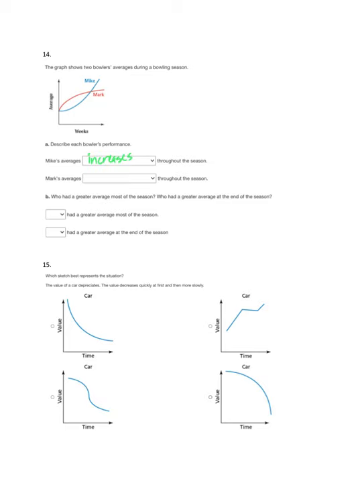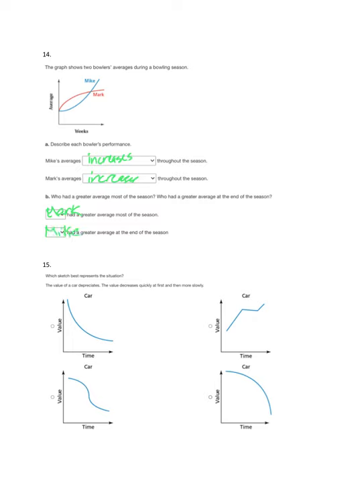Mark's averages also get better from the beginning to the end. It does get higher, so he also increases. We see he starts increasing pretty quickly, and then his speed slows down a bit. So who has the greater average for most of the season? We're just looking to see which one, Mike or Mark, is higher throughout most of the season, and that would be Mark, right? Mark has a higher average through most of the season, but at the end of the season, Mike takes over and starts doing a little bit better.